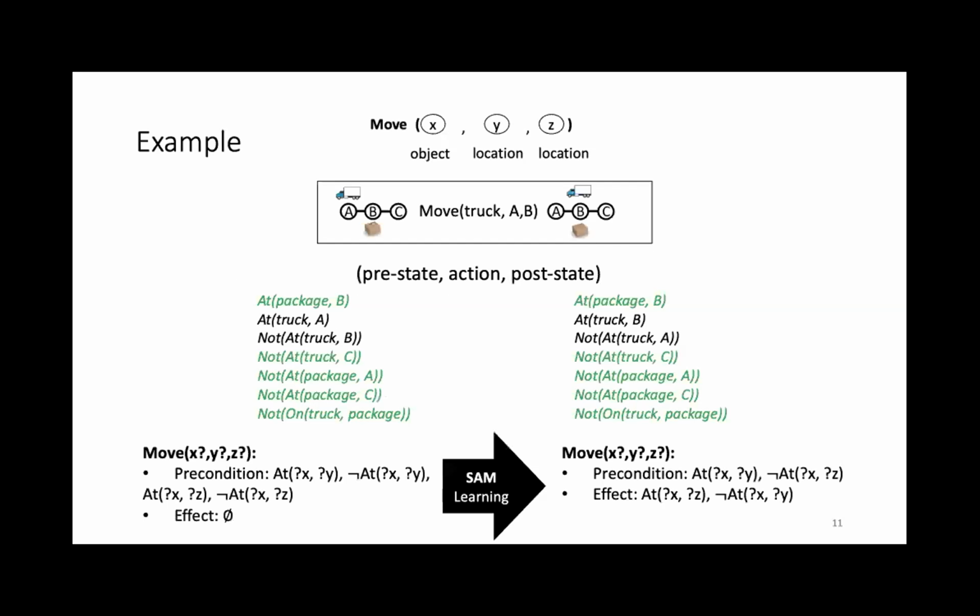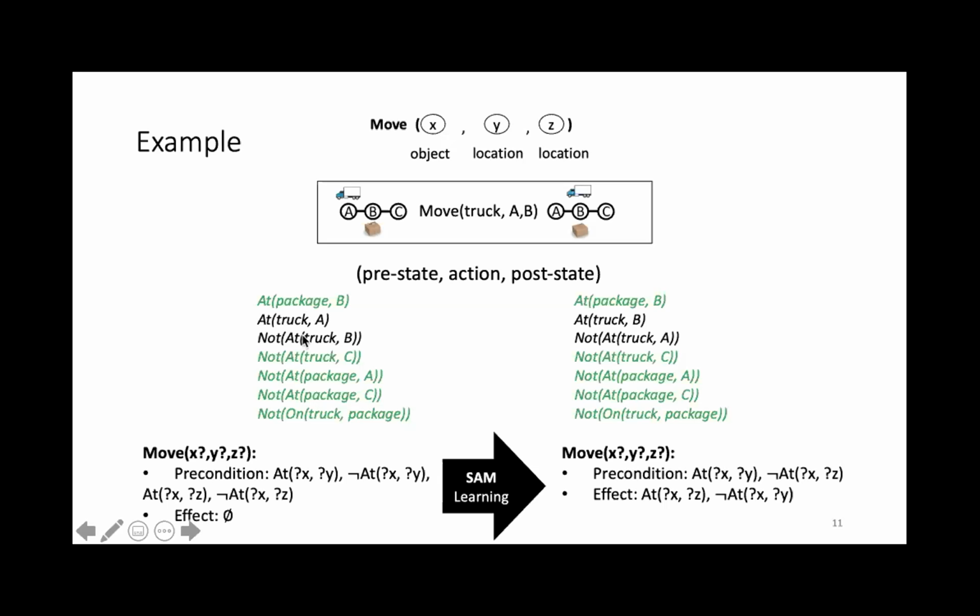So here, let's look at a simple example to understand how our SAM learning algorithm works, and how we use it to learn a lifted action. Go back to the logistics domain that I mentioned above. Here we want to learn the move(X, Y, Z) action, where X is an object and Y and Z are locations. Here we observe a state-action-state triplet that moves the truck from A to B.